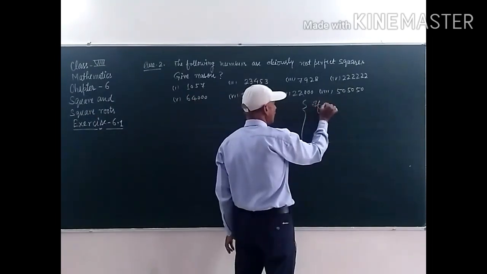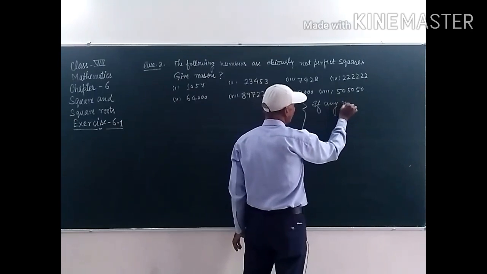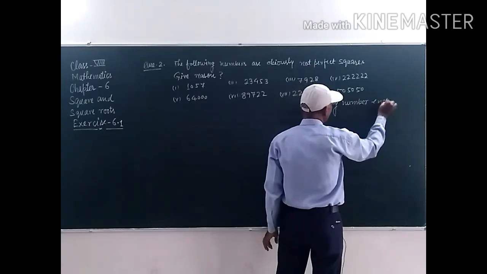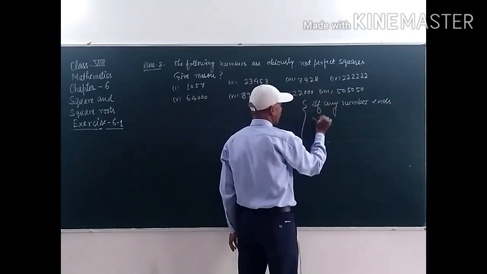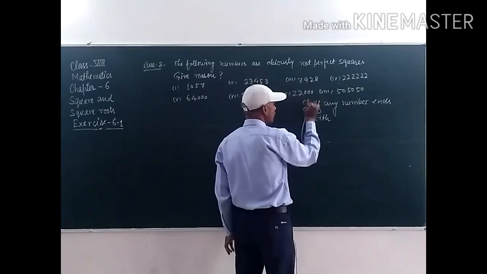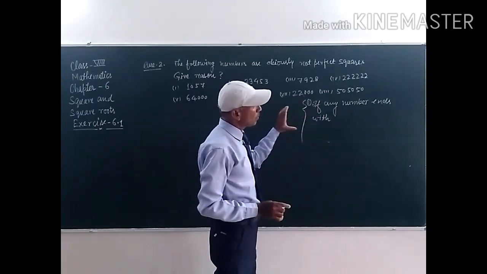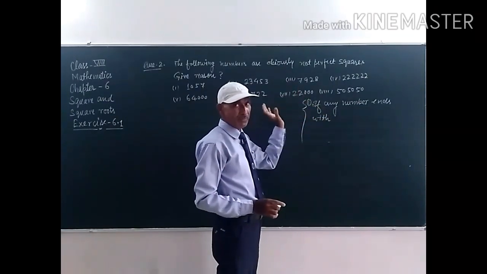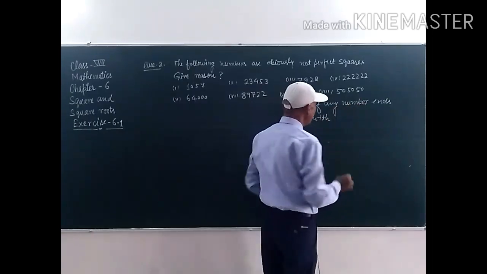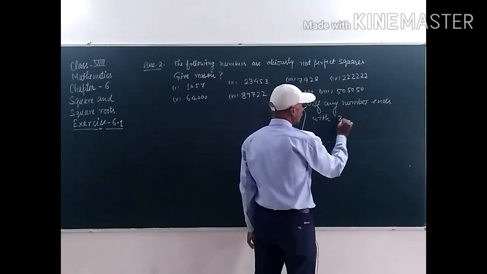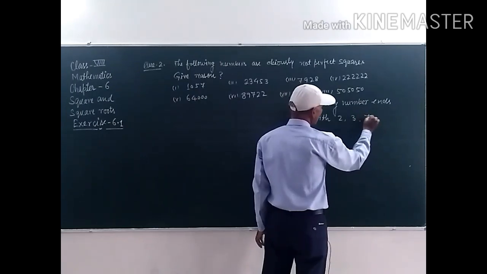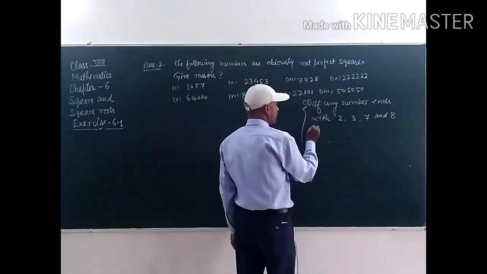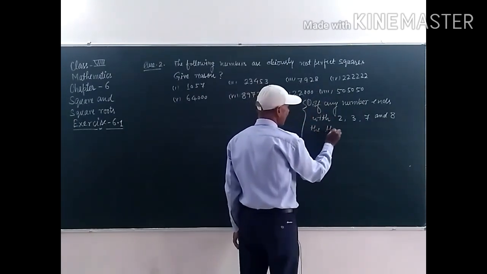If any number ends with this one, first rule, student, I will give you 2 rules and you have to understand why these numbers are not perfect squares. If any number ends with 2, 3, 7 and 8, then these numbers are not a perfect square.